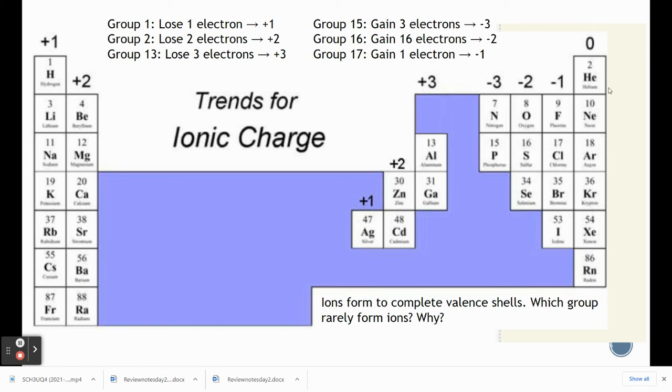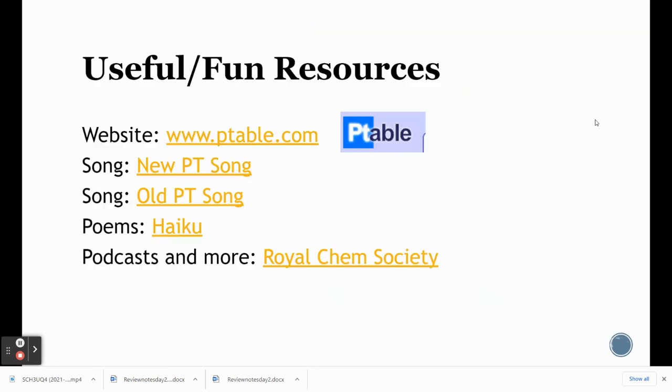And then in group 18, you already have a full, stable valence shell, so you don't need to gain or lose, and so you likely won't form an ion. Remember that ions are charged atoms. So these here rarely form ions because they're already stable.